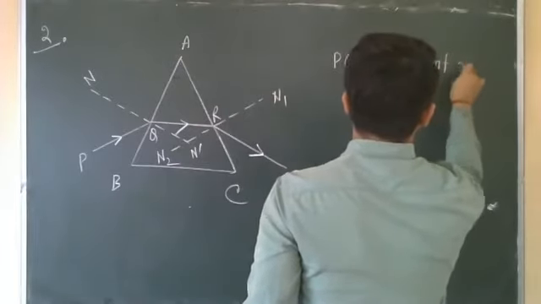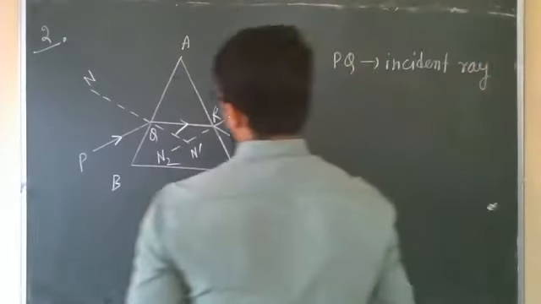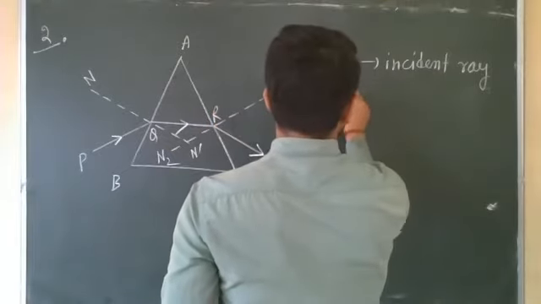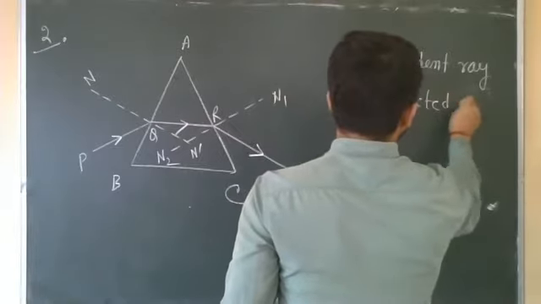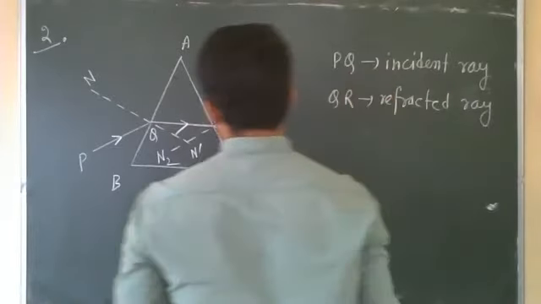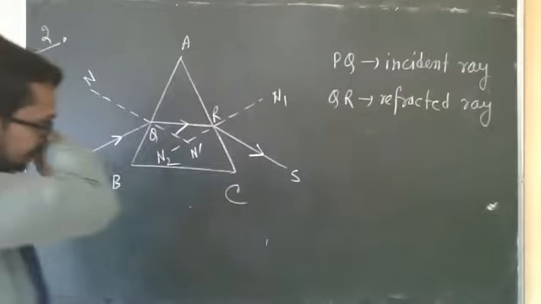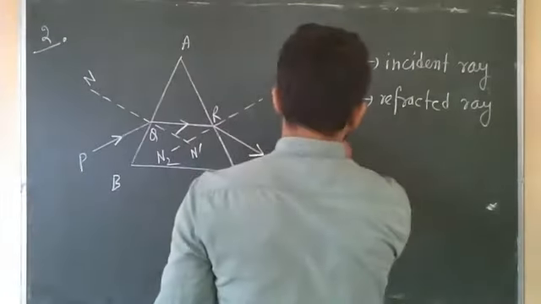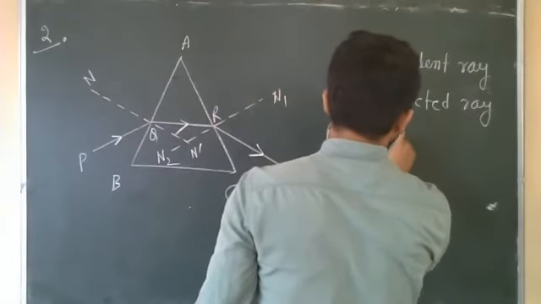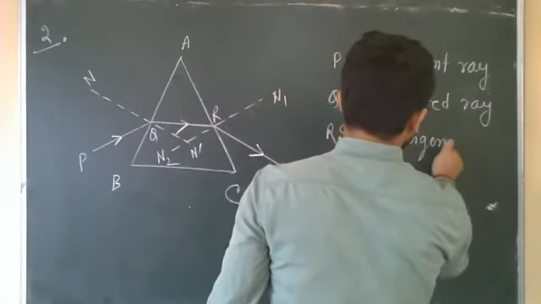incident ray. QR refracted ray. QR is the refracted ray, and RS is the emergent ray. RS is the emergent ray.